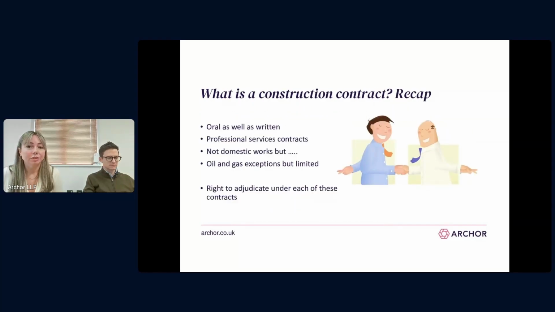So just to recap, construction contracts can be oral as well as written. Professional services contracts are included in the definition. Now, whilst it doesn't extend to domestic works, if the parties have entered into a contract that includes adjudication, the parties can adjudicate. So, for example, a homeowner might enter into a JCT minor works with a contractor. If a dispute arises, either party can refer that to adjudication because the contract permits it. Just on the side as well, there's limited oil and gas exceptions, so check section 105 first if you're unsure.